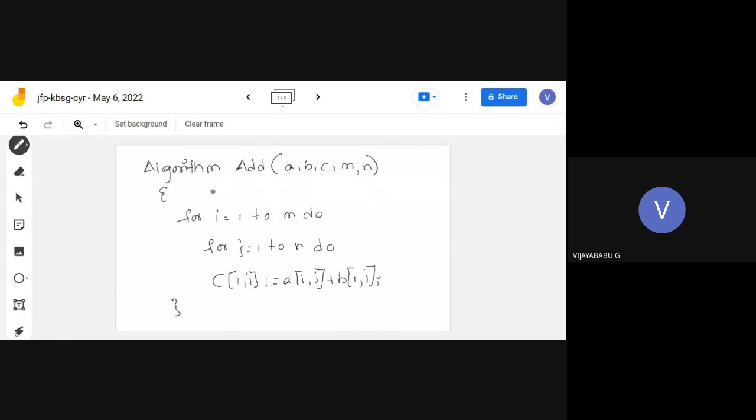So this is an algorithm for addition of two matrices, where we have considered double dimensional arrays A, B, C, and the order is mentioned as m by n. So i runs from 1 to m, j runs from 1 to n, C of ij is equal to A of ij plus B of ij. So now we are going to find out the step count, and from there we are going to find out the time complexity. So for the step count we have to consider steps for execution, the frequency, and the total count.